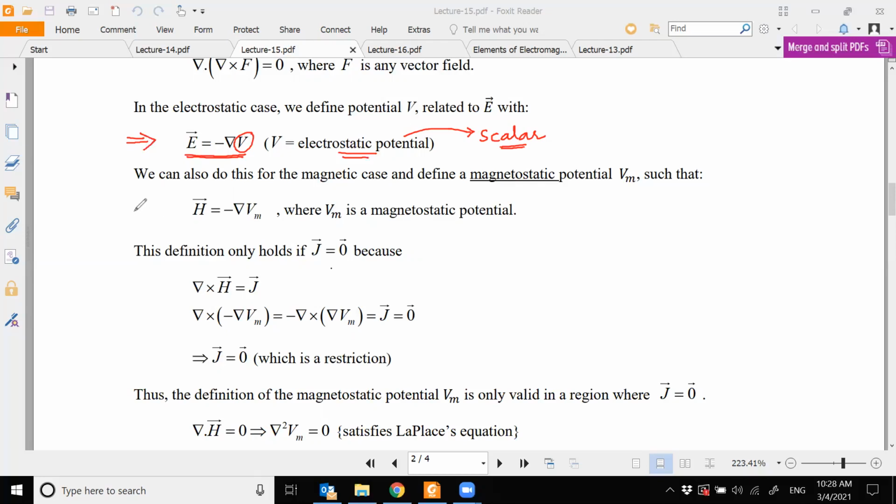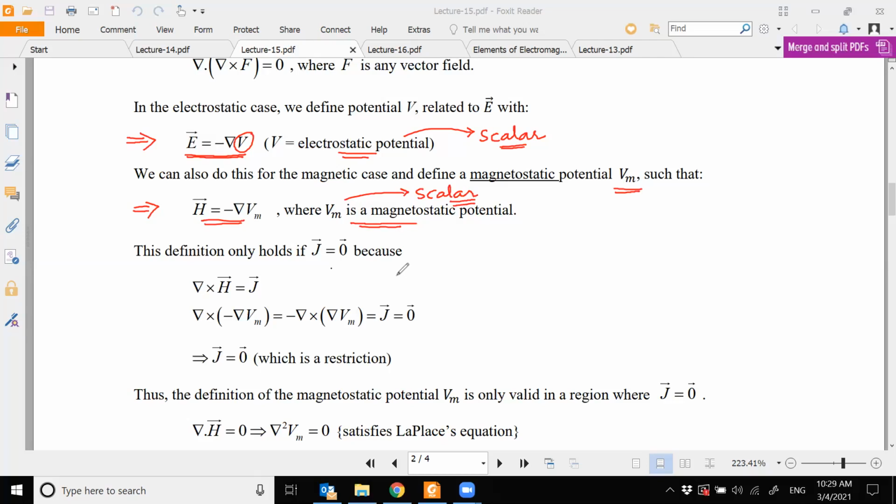Now, what we can do is follow the same idea that we did for electrostatics and apply it in magnetostatics. Therefore, in magnetostatics, we can also define a potential called Vm, which is the magnetic scalar potential, such that H bar is minus del Vm. How to get this expression? We can follow similar steps. So H bar is minus del Vm, where Vm is the magnetostatic potential and is a scalar. And we can stop here.